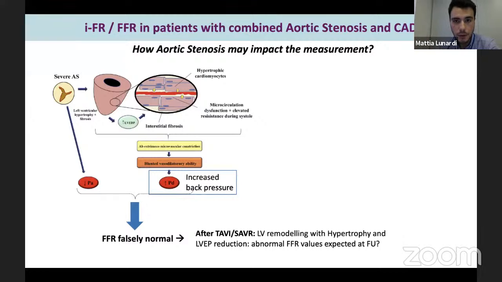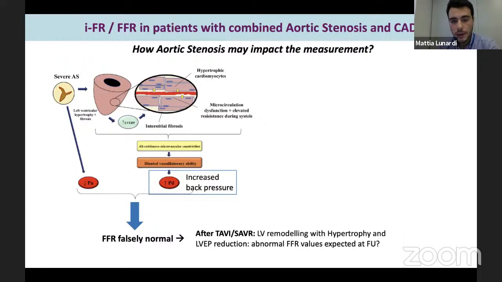but we can also expect that several months after the replacement of the valve, we have a left ventricle remodeling with a lower left ventricle end-diastolic pressure. And so the FFR values can become more reliable and lower than those measured before the valve replacement.